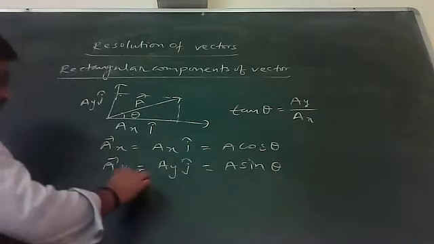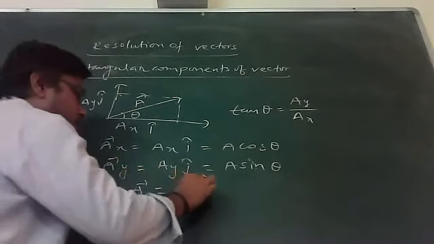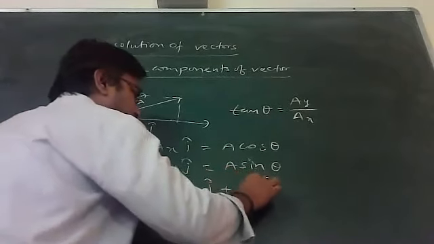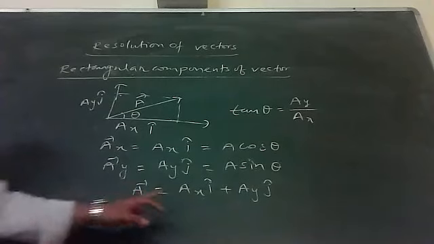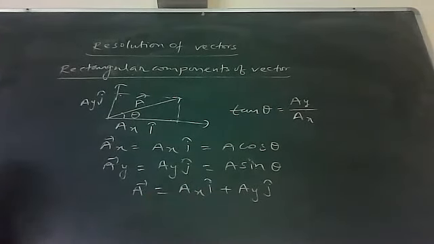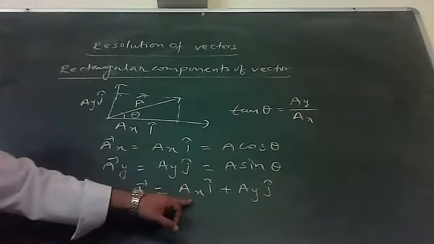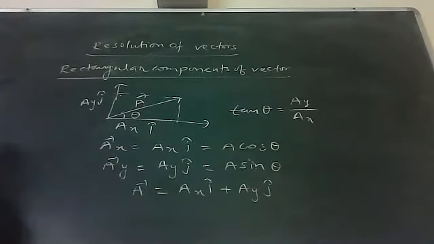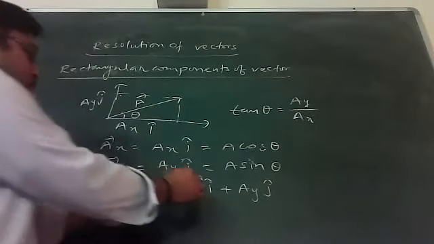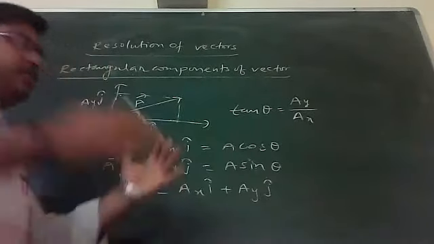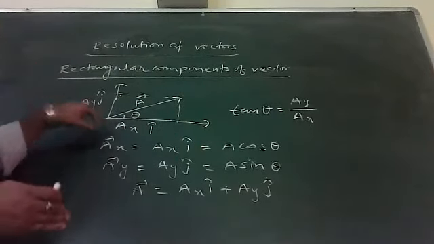How can I represent a vector collectively? Vector A is equal to Ax i cap plus Ay j cap. That is the way I can represent the vector collectively. A vector is the sum of the x component of the vector and the y component of the vector. If you add these two components, you will get this vector A.